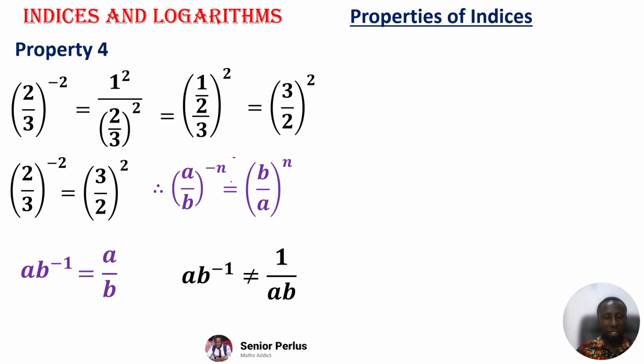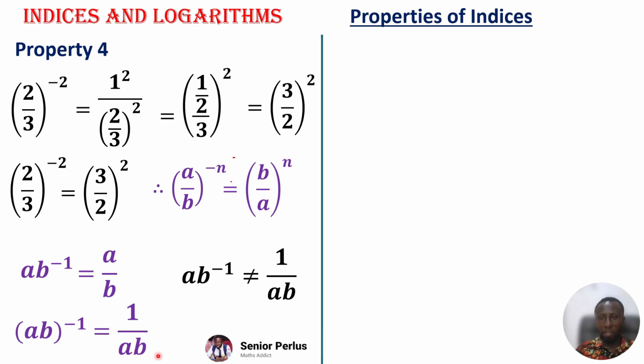So we cannot say that this one is the same as this unless there's a bracket here. Okay, if there's a bracket here, then this negative one will affect both A and B. So this one is the same as this. This is what I was talking about. Good. So therefore, this can be written as this. That's for the property 4.